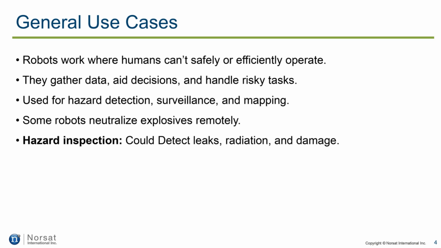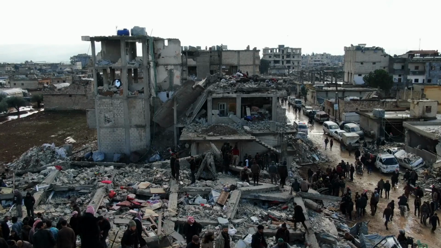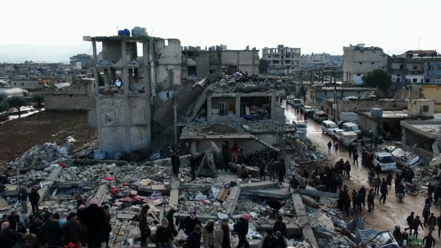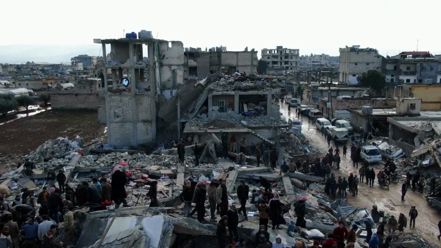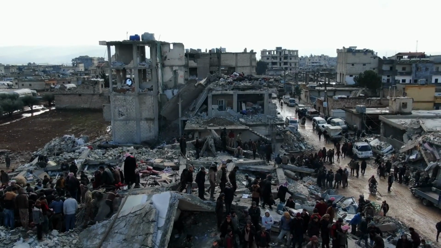Let's look at some of the most impactful use cases. First, hazardous environment inspection. In sites like chemical plants, nuclear facilities, or disaster zones, robots detect gas leaks, radiation, or structural damage, keeping workers safe while delivering real-time data.